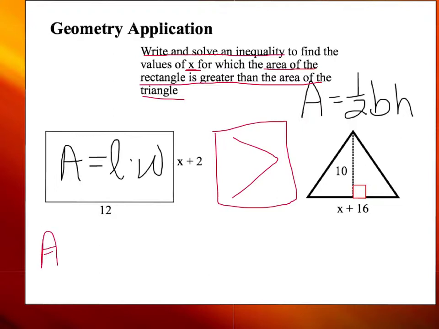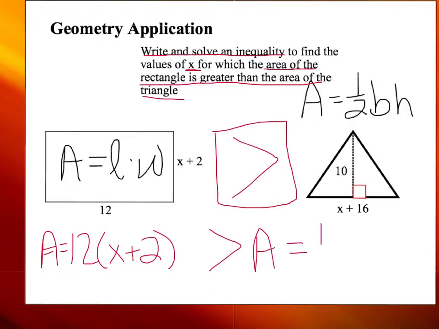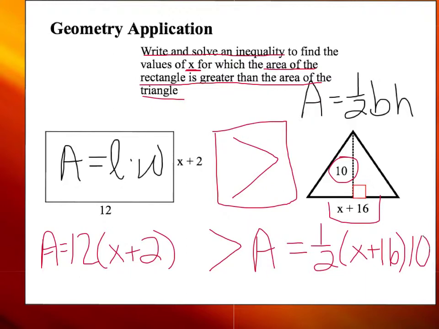So now we're going to look for the area of this rectangle. The area is going to be 12 multiplied by x plus 2. And then we have our greater than sign because we want the area of the rectangle to be greater than the area of the triangle. And then we're going to use this information to plug in to find our area of our triangle. So the area is going to be 1/2. The base here is x plus 16, so 1/2 times x plus 16, and multiplied by the height, which is the 10.